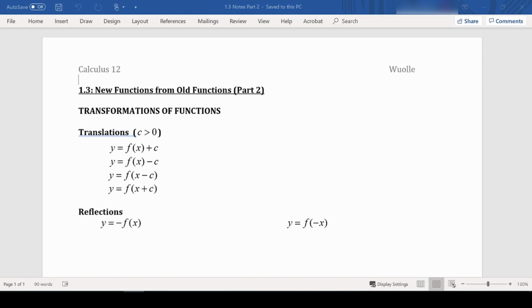Welcome to lesson 3 of chapter 1. So this is 1.3 part 2, continuing on new functions from old functions. Today is a very quick lesson, a very fast review of simple transformations of functions and reflections.